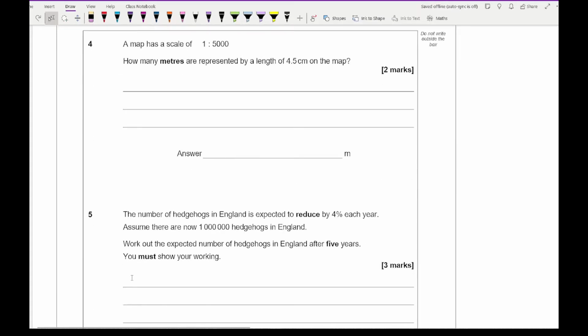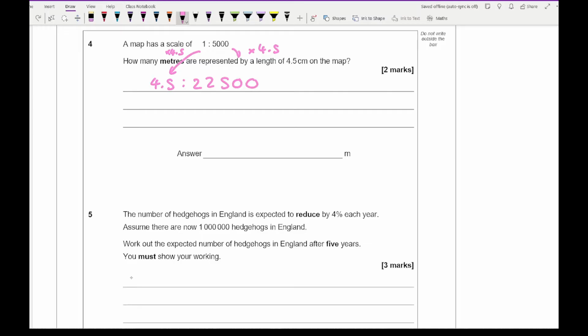Moving on to question 4, it says that a map has a scale of 1 to 5,000. How many meters are represented by the length of 4.5 centimeters on a map? So here I've multiplied the left hand side number by 4.5, so I need to do the same with the right hand side number. Remembering this is a calculator paper, if I just do 4.5 multiplied by 5,000, I get an answer of 22500.